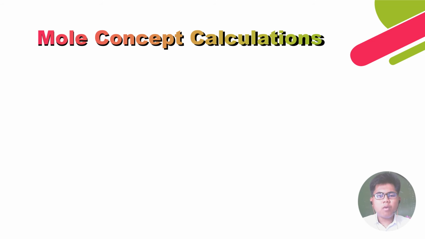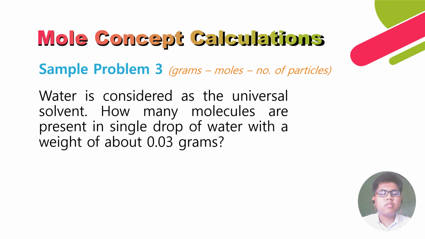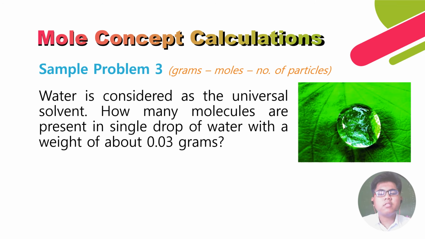So, we're done now with converting grams to number of moles and number of moles to grams. Okay, we will now consider our third example, which involves converting grams to moles and then to the number of particles. So our problem is about water. Water is considered the universal solvent. How many molecules are present in a single drop of water with a weight of about 0.03 grams?